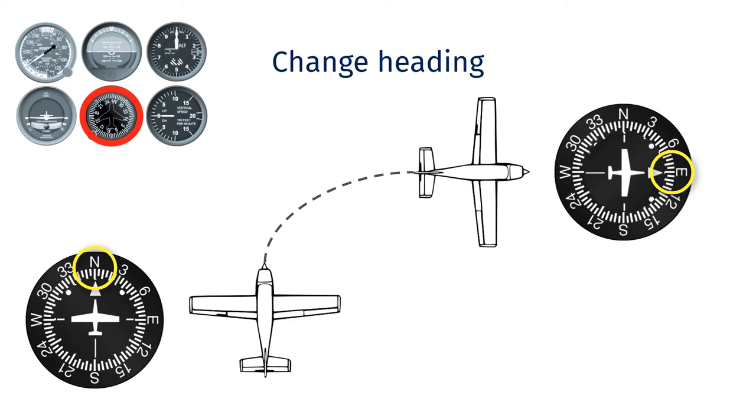We see that the aircraft is changing direction from one heading to another. In this case, the pilot has turned to the right 90 degrees, from a heading of 360 or north to a heading of 090 or east. During your training, you'll be asked to do something similar. That is, turn the aircraft from one heading to another and roll out on your desired heading without deviating.